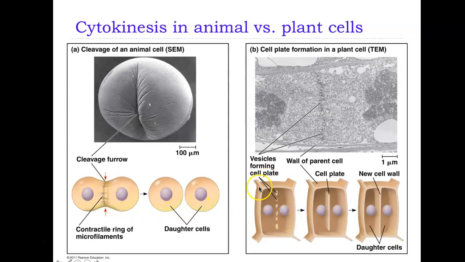With plant cells, because of that cell wall, it can't do this. It can't wrap something around and like split it. So what you have is one big rectangle and then a plate that forms in the middle. And that is how cytokinesis differs between animal and plant cells. So you're going to need to know how cytokinesis differs between the two.